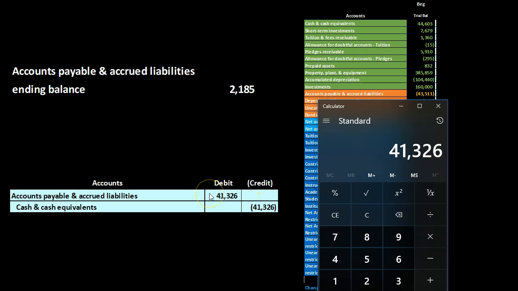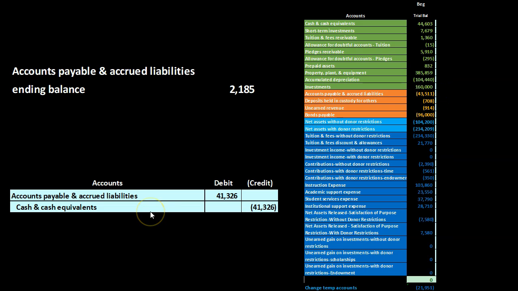That's going to be the debit to the accounts payable and accrued liabilities, decreasing that balance. The other side then going to cash, decreasing cash. These are going to be the payments for the time period that we have paid off, in essence, on account, paying off the accounts payable with cash.